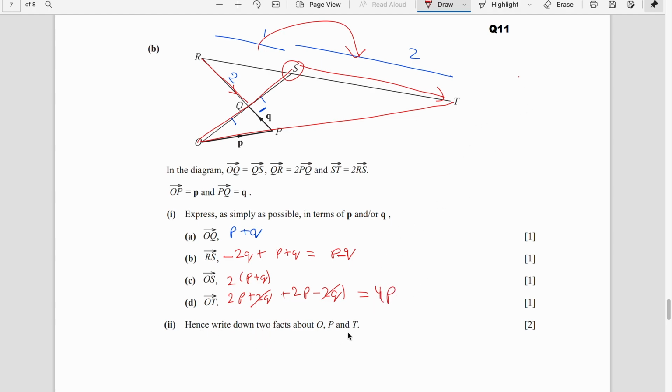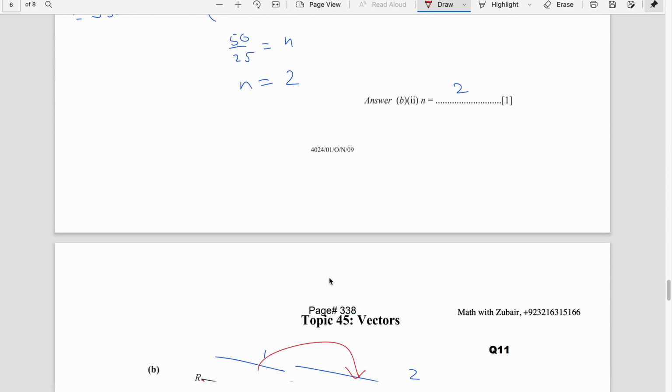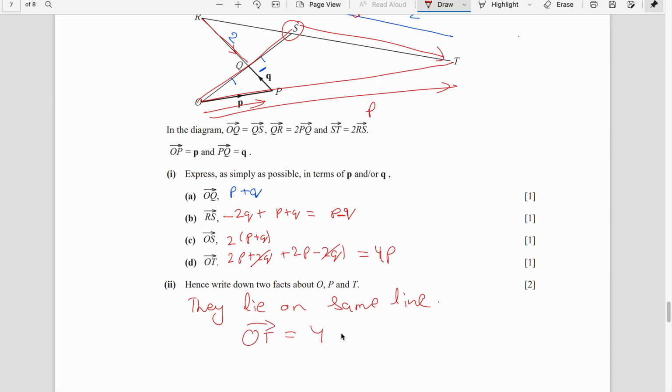Hence write down the two facts about OP and OT. This is the same question as we solved over here. So when you see that the vectors are the same, first fact, they are parallel. Please excuse this, he didn't ask about the vectors. If it would have been a vector, you would write they are parallel, and how many times. Now you see that this is also P and this is also P. So I can say they lie on the same line, because they start from the same point and the vector is also the same. Second thing, you say OT is equal to 4 times OP.